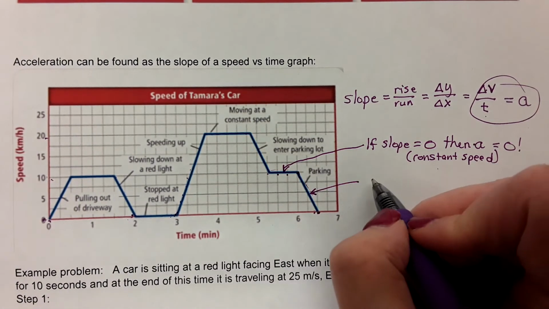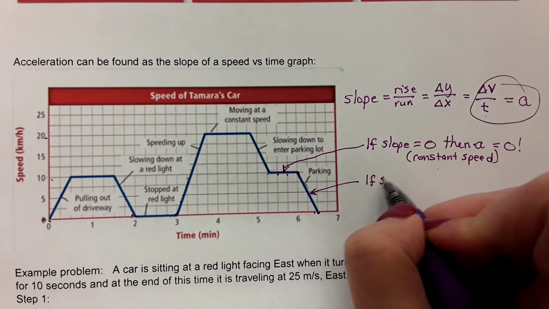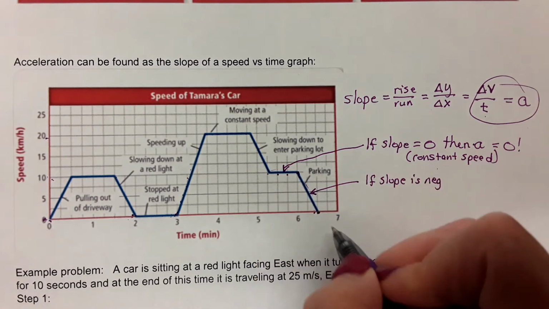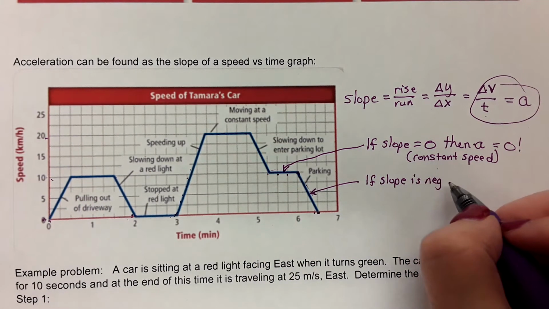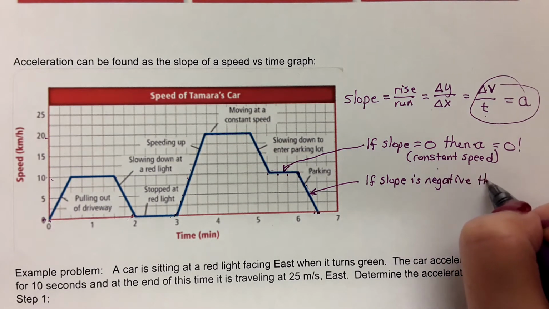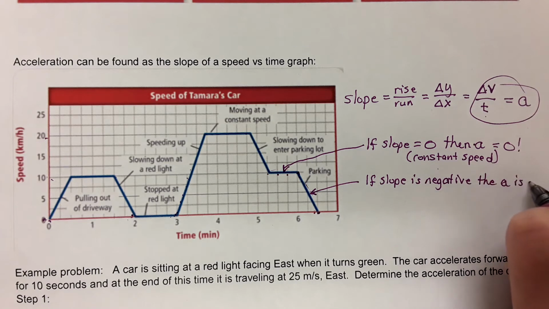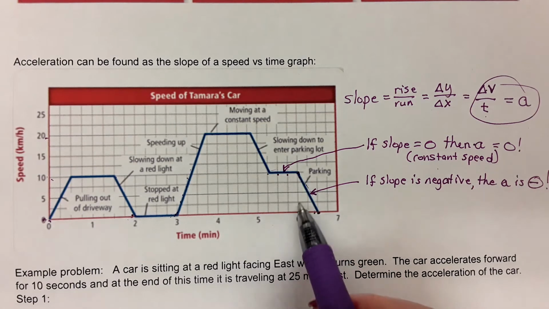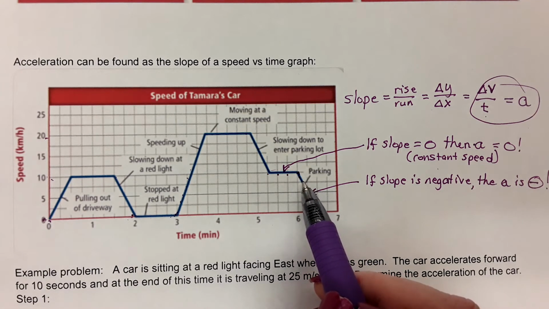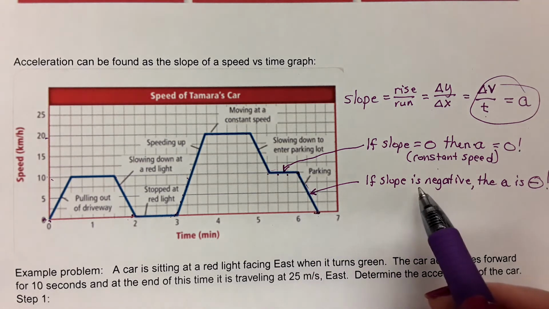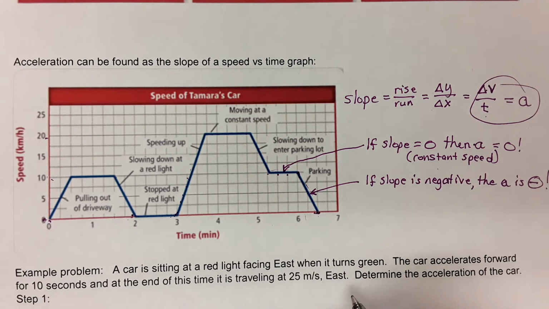Anytime you have a negative slope, so if slope is negative, that means it slants down to the right, okay? If the slope is negative, the acceleration is negative also. And you're going to subtract the increments. That's why the car goes from 10 to 5 to 0 speed, because you're subtracting the increments. Negative slope, you subtract the increments, you get slower.